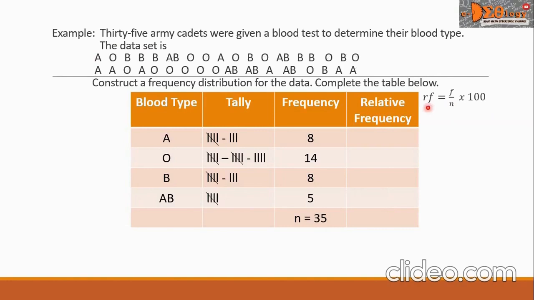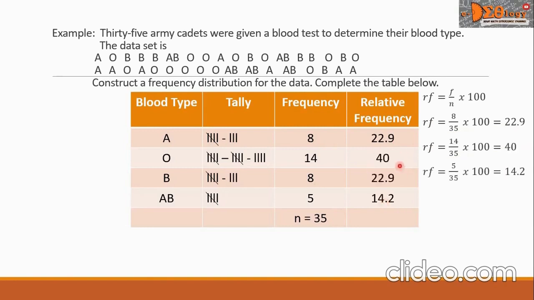RF, that stands for relative frequency, equals F, that is the frequency, over N, that is the total of the frequencies, times 100. So for the first blank, we're going to have this number 8 divided by 35 times 100. And this is equal to 22.9. This value we will copy on the first blank. So there we go. And then we will use this same formula to compute for our remaining relative frequency.